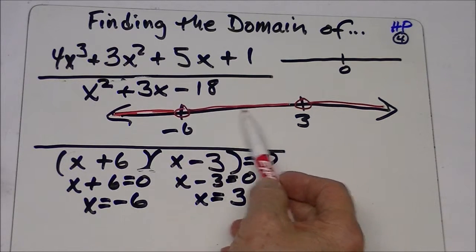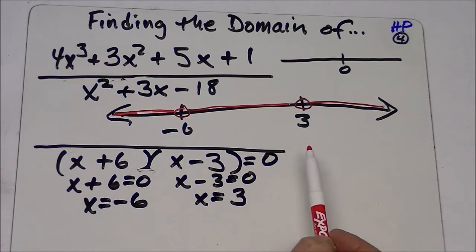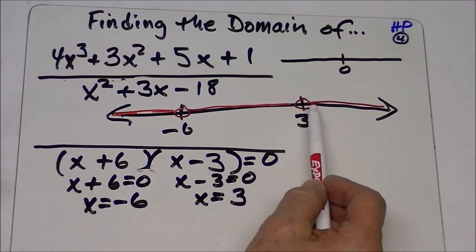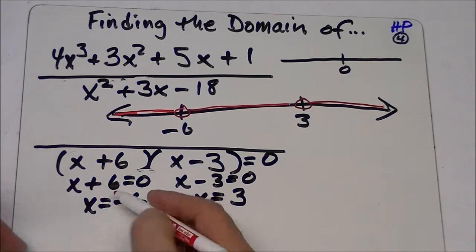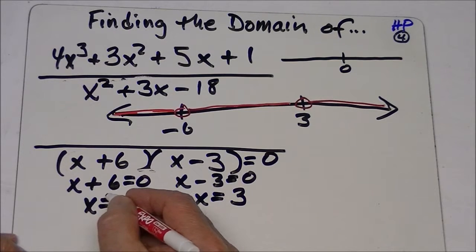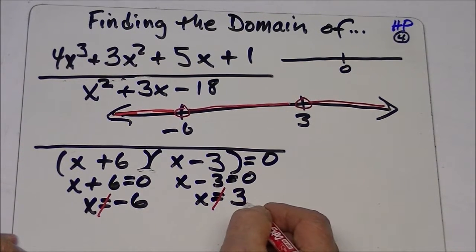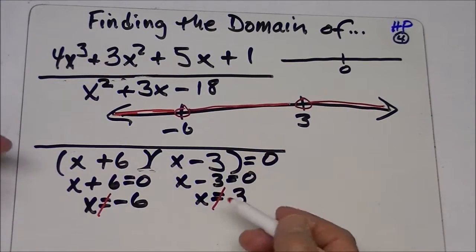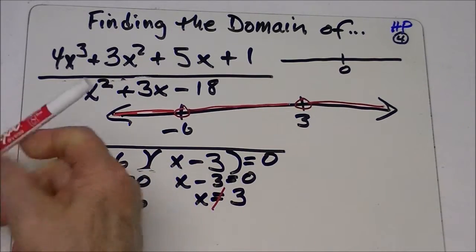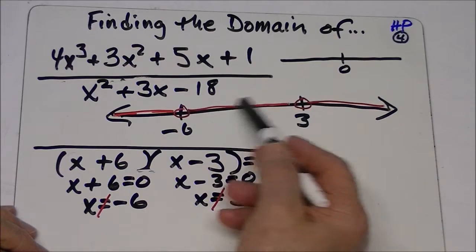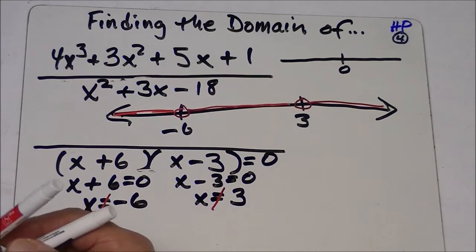So they're asking you to write this in interval notation. This would be the graph of the excluded values, or you might say that x cannot be a -6, x cannot be a 3, but all real numbers. But how would we write this in interval notation?